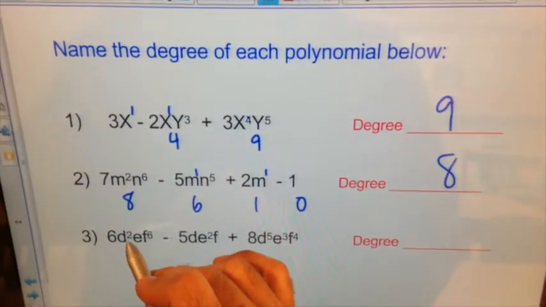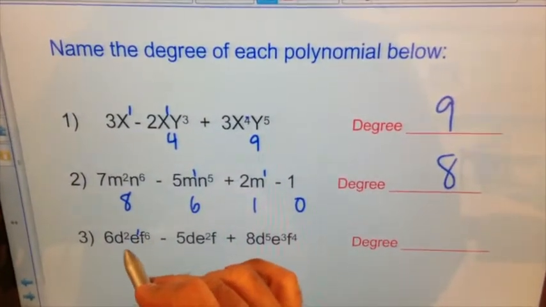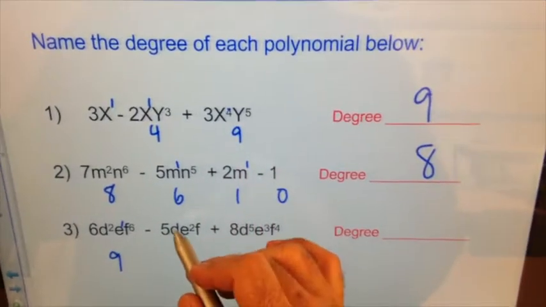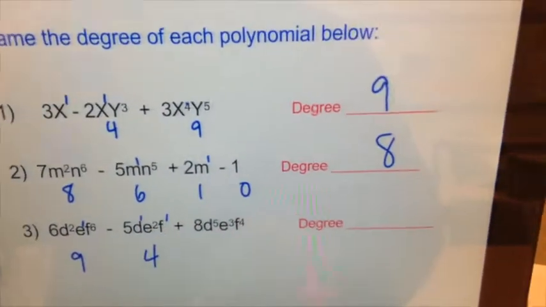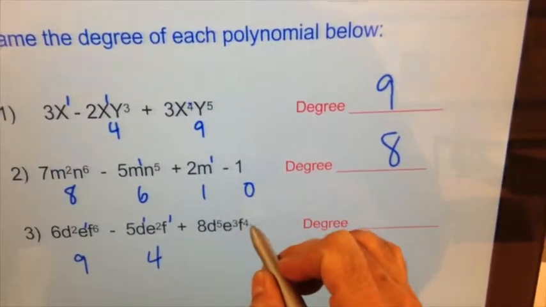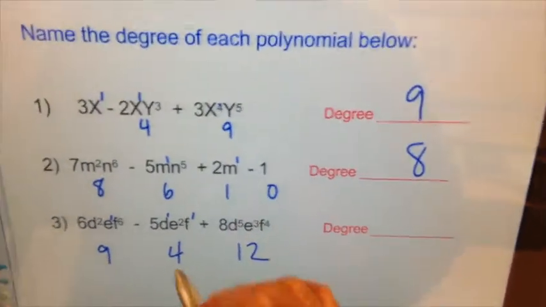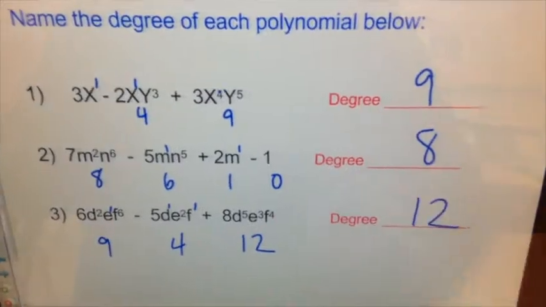Finally, this is a 2. The e has a 1 and a 6, so that's 9 there. This one has a 1, a 2, and a 1 for a degree of 4. And this one has a 5, a 3, and a 4 for 12. So the highest degree reached was 12.